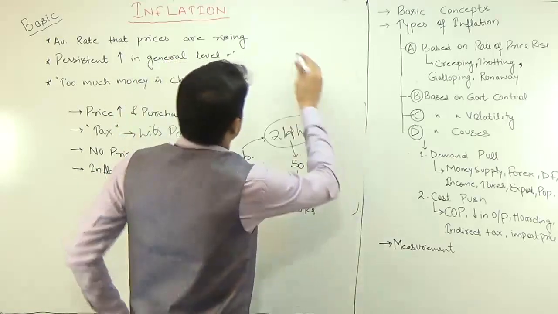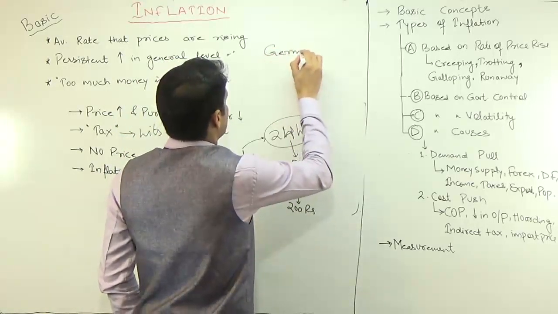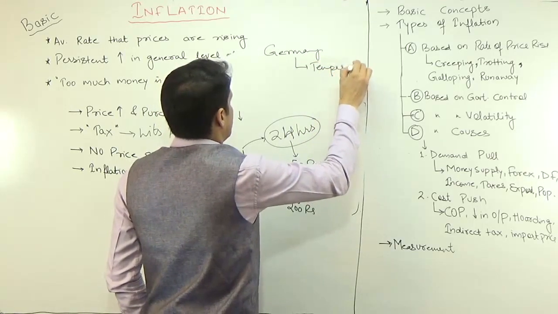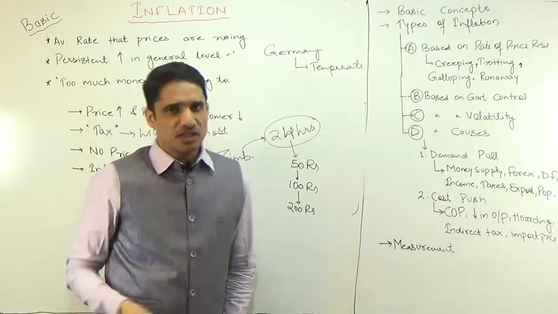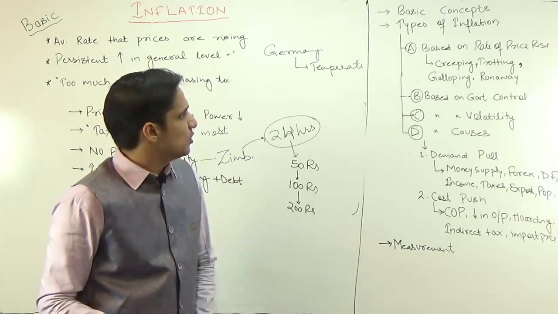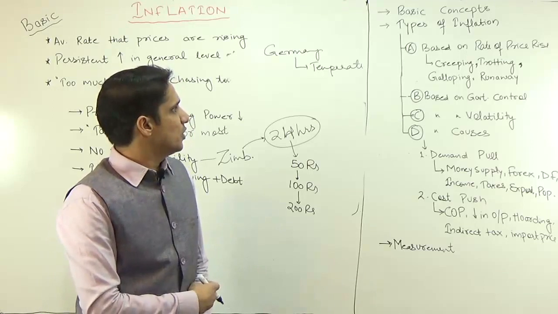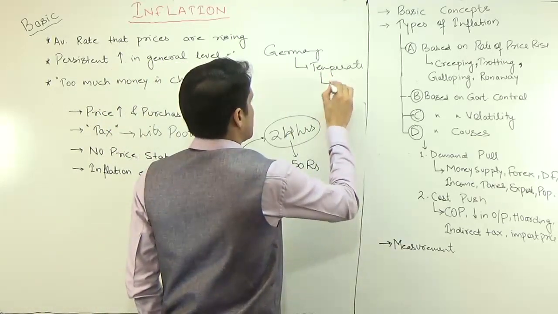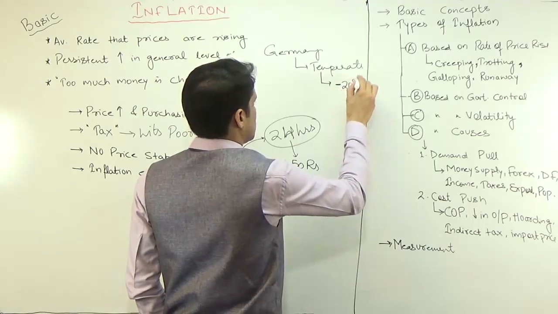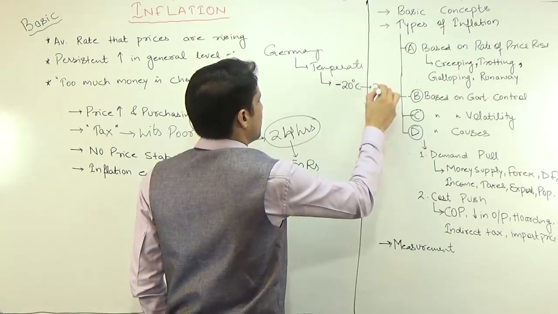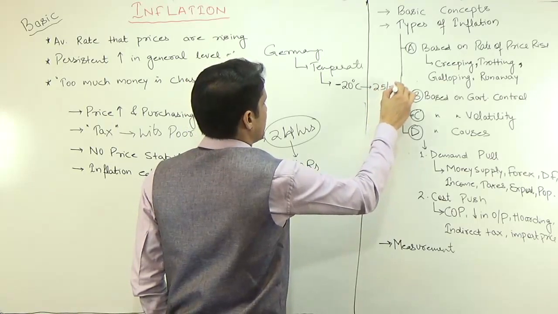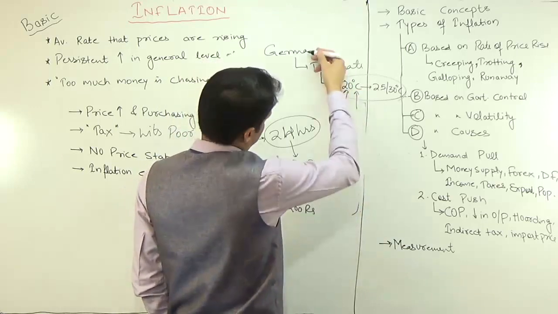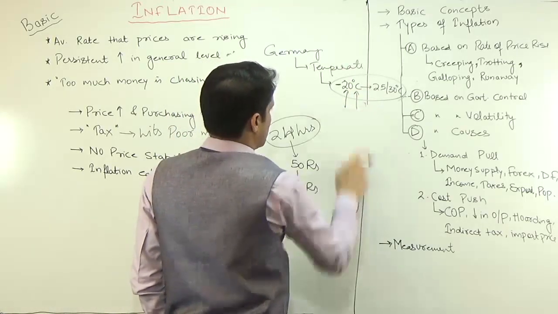All of us know that Germany belongs to a temperate area, above 45 degrees north. In temperate areas, the temperature during winter is very low. It may reach minus 20 degrees Celsius, and it sometimes reaches 25 to 30 degrees Celsius during summer. So it is a chilling temperature. German citizens used to burn coal.